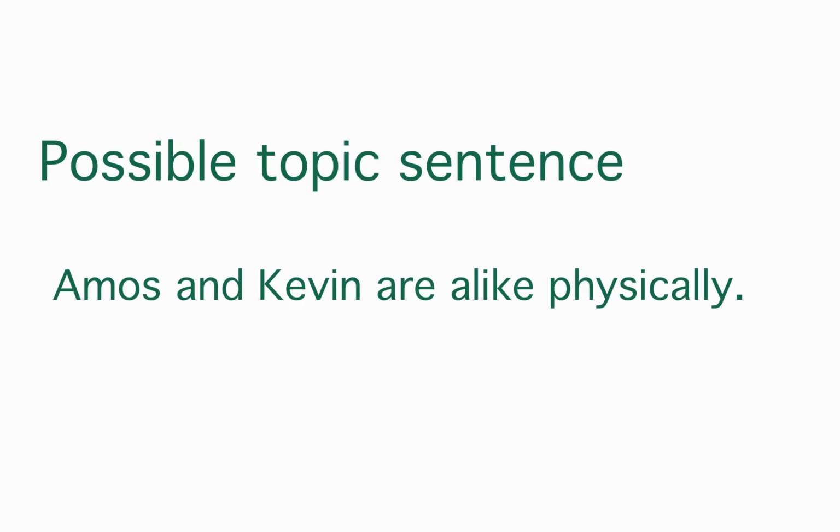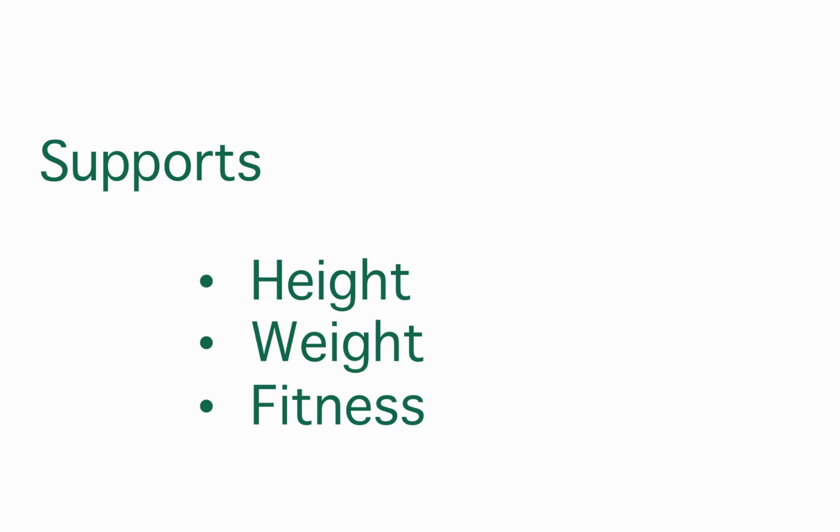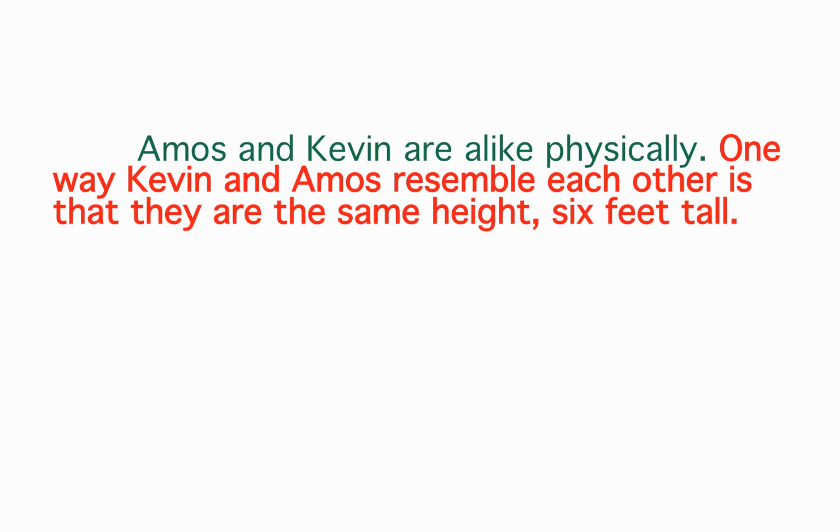Okay. We took one of our possible topic sentences, Amos and Kevin are alike physically, and we'll use that as our topic sentence. Our supports again are height, weight, and fitness. So now we take height and we turn that into a support sentence. One way Kevin and Amos resemble each other is that they are the same height, 6 feet tall. So I use the verb resemble, which says that they are similar to, and we use the specific detail, they are 6 feet tall.